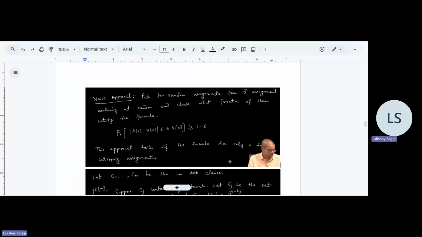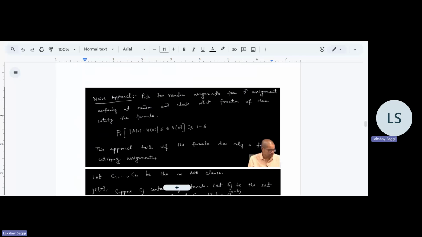So if the formula has very few satisfying assignments, let's say there are 2 to the n total assignments, out of which only 3 are satisfiable, then if you're sampling uniformly at random and taking just a polynomial number of samples, there's a very high chance that you won't sample any of these 3 satisfying assignments out of the 2 to the n assignments.